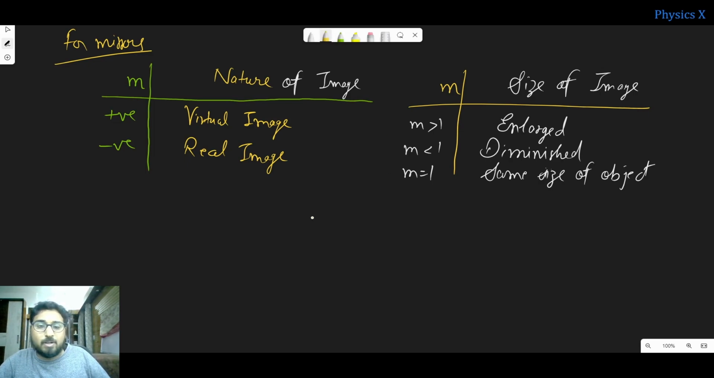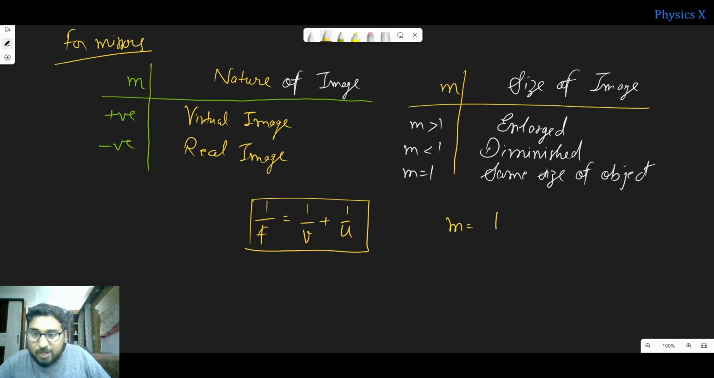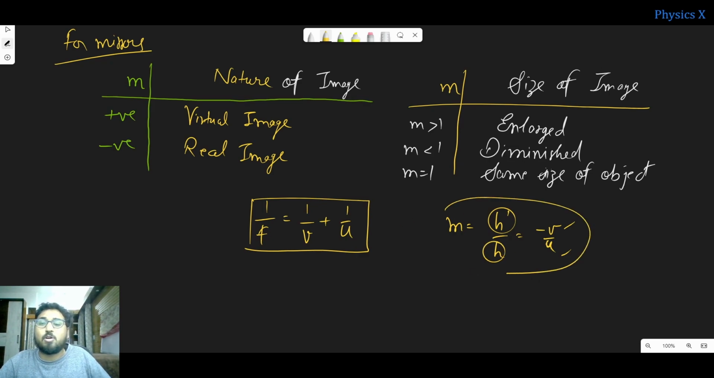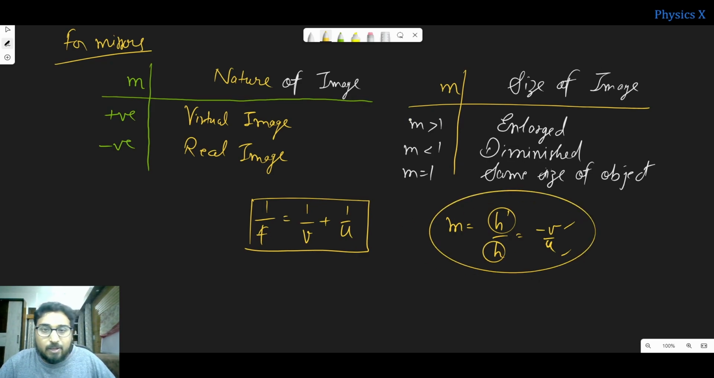You must remember these formulas which I am now mentioning. 1 by f is equal to 1 by v plus 1 by u. This is the mirror formula. And you must remember m is equal to h dash by h is equal to minus v by u, where you know what v and u are. H dash is the size of the image, h is the size of the object. These two formulas you must remember, and then we will be able to solve the numericals related to mirrors. So now this completes your reflection part.